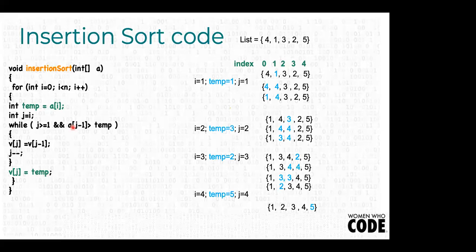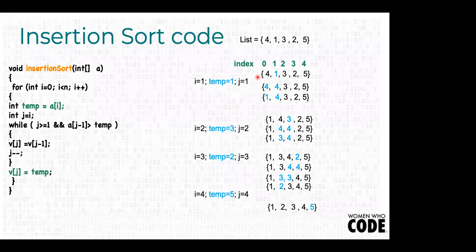And you also check if a of j minus 1 is greater than temp. Since j is 1, here 1 minus 1 would be 0, so a of 0 would be 4. And you compare that with temp. So temp is 1 here, and 4 is greater than 1. So it's going to go inside the while loop.